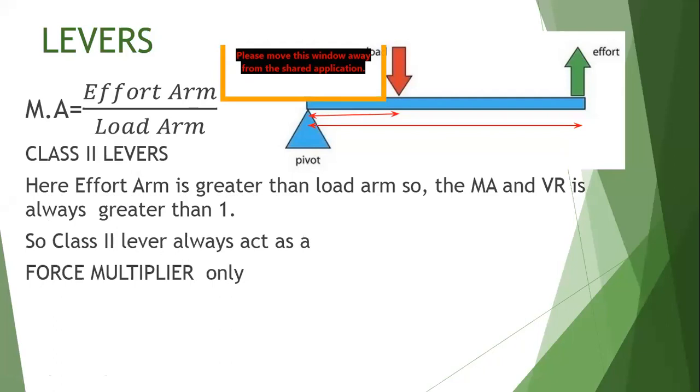Can it work as a gain in speed? No, because to have a gain in speed, your load arm has to be bigger than the effort arm. But here the arrangement is such that we cannot have our load arm bigger than the effort arm, because the load lies in between the fulcrum and the effort. So my class 1 was having all the 3 characteristics: force multiplier, gain in speed, as well as change in the direction of force. Whereas my class 2 lever will only and only act as a force multiplier.